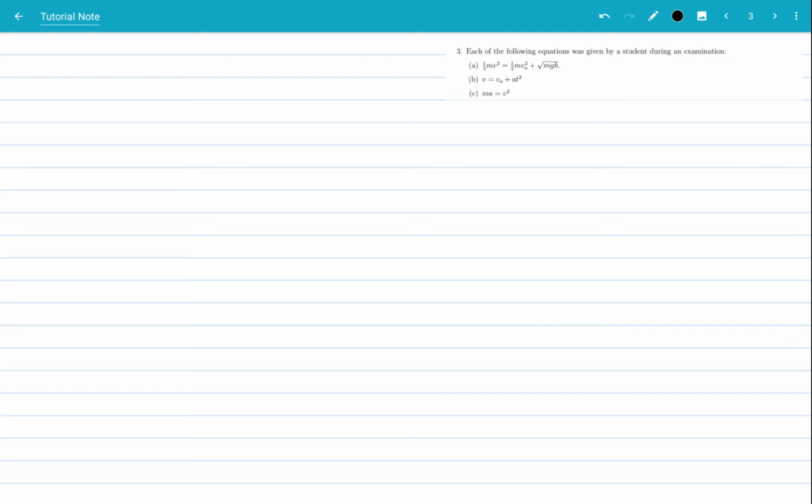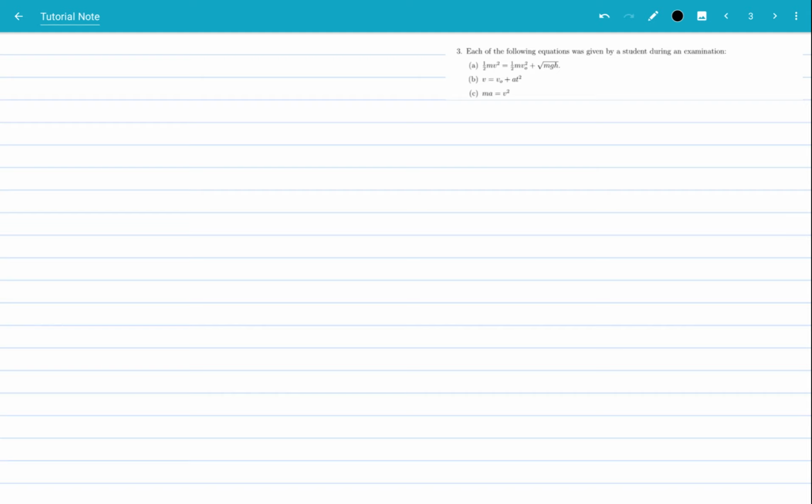Alright, so now we're going to look at how we can prove if the left is equal to the right, literally like what we did in the previous video. So let's see what we can do. Each of the following equations was given by a student during an examination, which means the question was incomplete. Here they're asking us to show if the equations are dimensionally correct. Alright, wonderful.